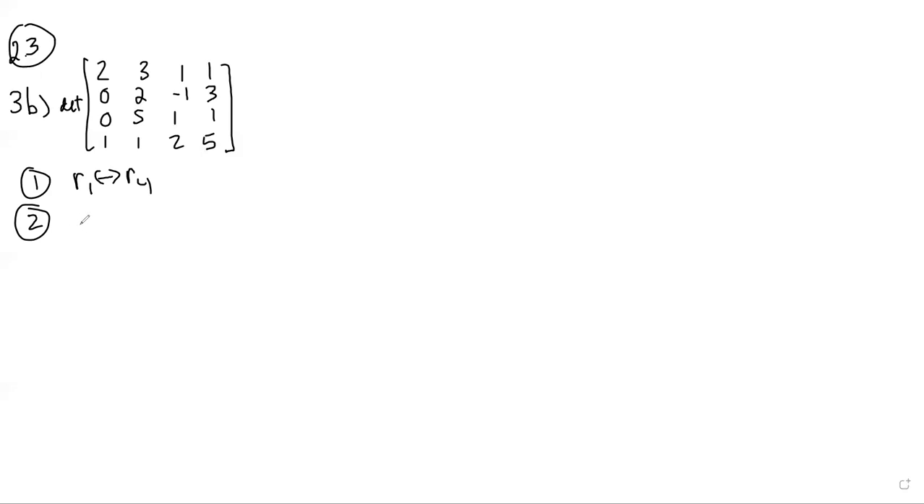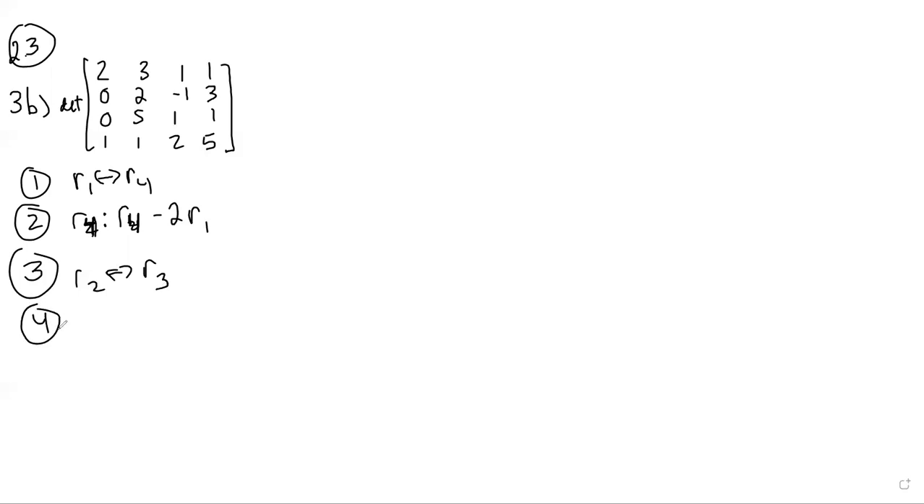So the next thing I might do is get rid of that 2. Row 2 is going to become row 2 minus... that's row 4, because that's where it will be now. It's going to be row 4 minus 2 of row 1. And then I would just keep going through and doing a bunch of row reductions.